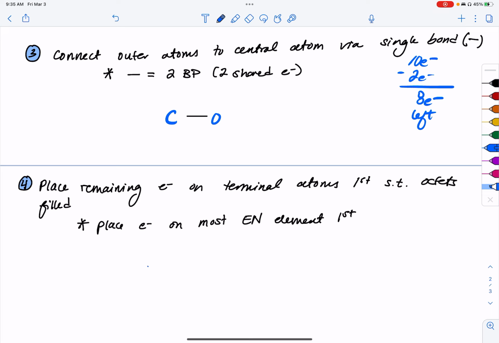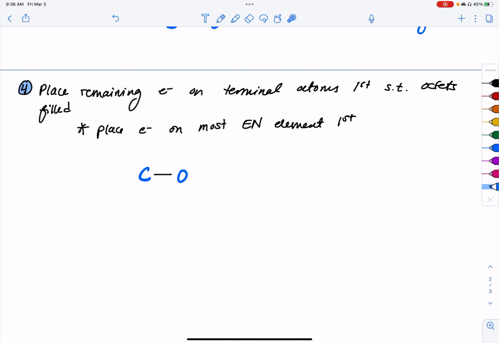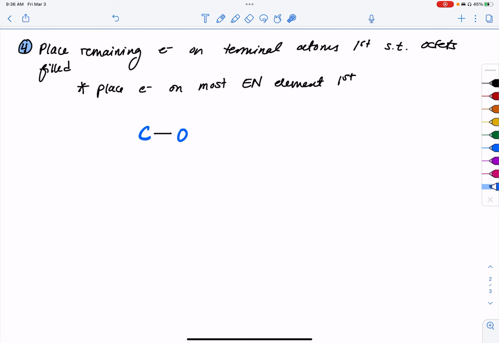So in carbon monoxide, C, now I've got it singly bound to O. I need to identify which of these elements, carbon or oxygen, is more electronegative, and I'm going to utilize my periodic table to do so. So we notice that oxygen is right up here next to fluorine, which is the most electronegative element on the periodic table. So following our periodic trend, since this is further to the right across the row, we know that oxygen is more electronegative than carbon. So we are going to place our electrons around our oxygen atom.